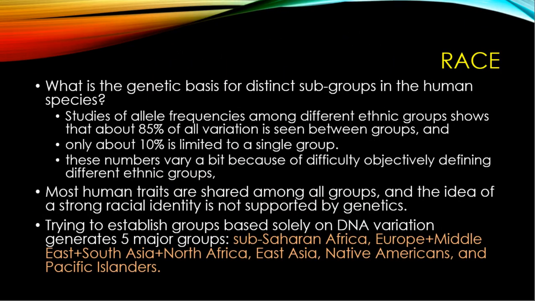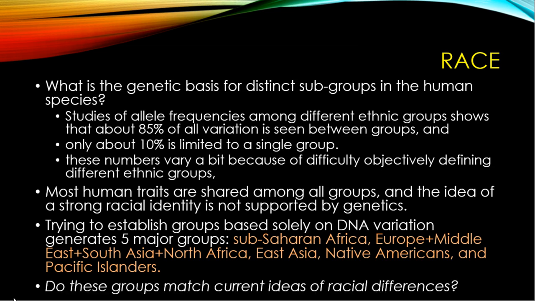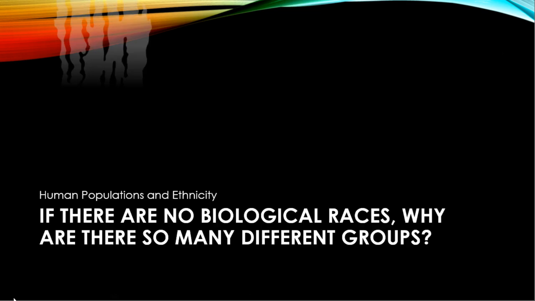What they found was that you ended up getting, based on DNA variation, 5 major groups. And those major groups are Sub-Saharan Africans, Europeans, Middle Easterners, South Asians, and North Africans. They're all one group. Then you have East Asia, you have Native Americans, and we know from our other conversations that modern Native Americans are all of Siberian heritage. And then we have Pacific Islanders. Those are not groups that match what we traditionally think about as racial groups.